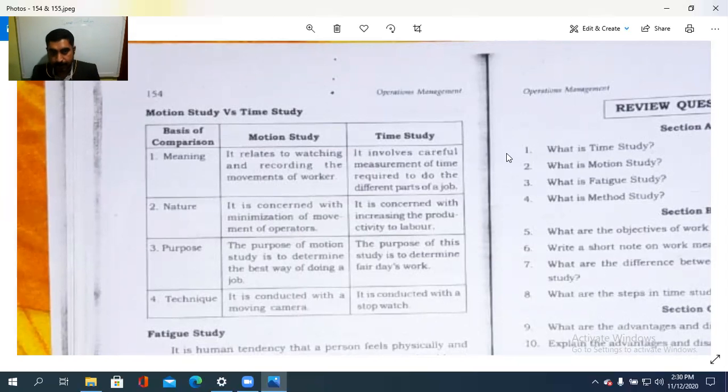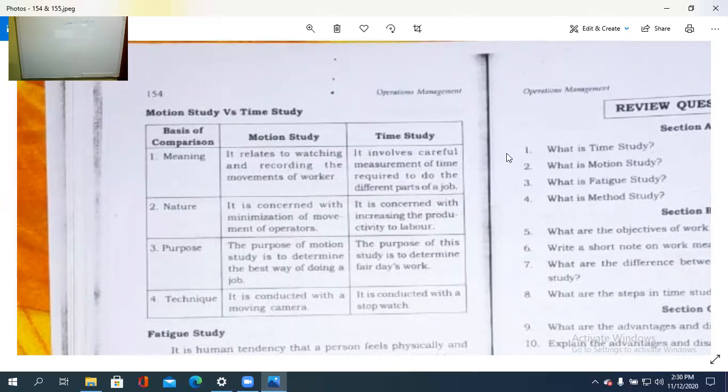Then third is the purpose. The purpose of motion study is to determine the best way of doing a job. It decides the right method, which method should be adopted. While the purpose of time study is to determine a fair day's work. Everyday work should be fair.